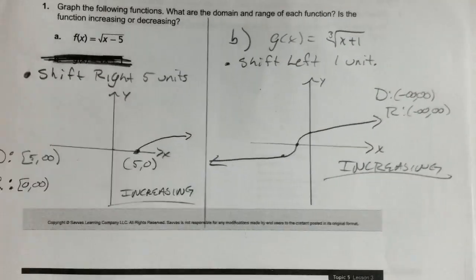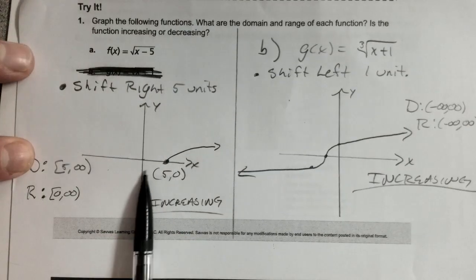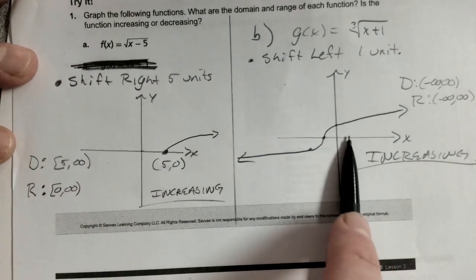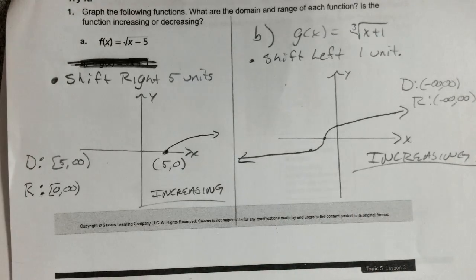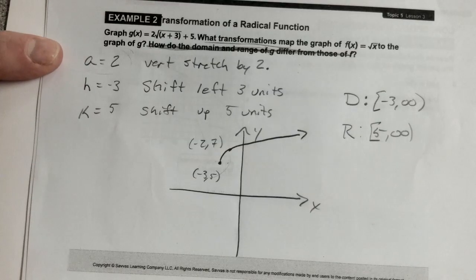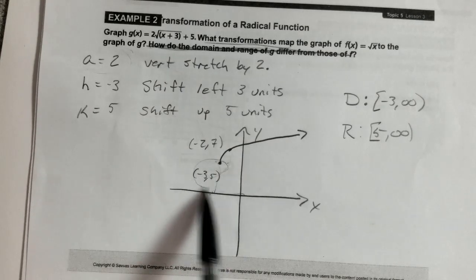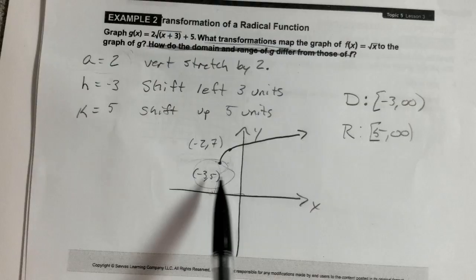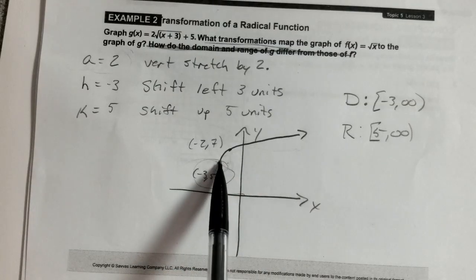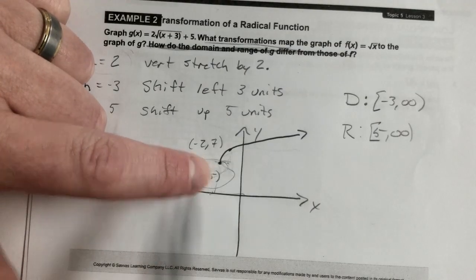All right, we graphed a couple of them. This guy shifted right 5 units, so the domain changed. This guy shifted left 1 unit, otherwise everything else remained the same. Down here, we had an A value of 2, which was a stretch. Our H was -3, so we shifted to the left 3 units. Our K was 5, so we went up 5 units, so that is our H and our K is -3, 5. That started our graph. We stretched by a factor of 2, so the next closest value to the right went up 2 units.